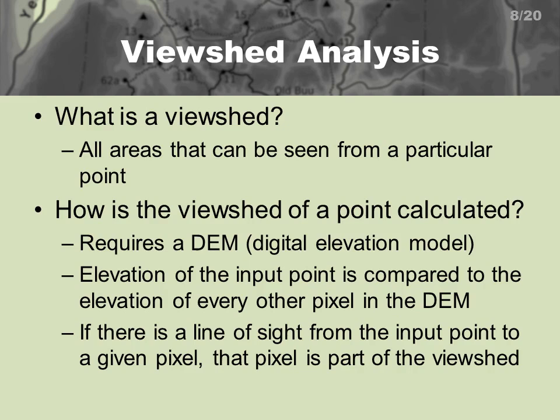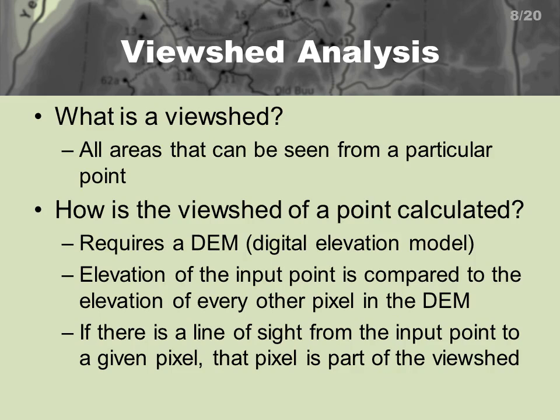The point that we want to find the viewshed for, along with the DEM, is our input for the viewshed tool. The elevation of the input point is then compared to the elevation of every other pixel in the DEM. The tool calculates if there is a line of sight from the input point to a given pixel, and if there is, that pixel is part of the viewshed.